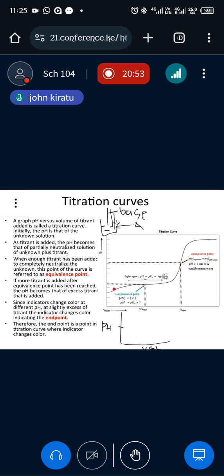So basically, when you start titrating and add some base here, what usually happens is that the pH starts rising, going toward the base, because now you are reacting with that acid. So the acids or proton ions are being depleted. So basically, what we usually have is something which looks like this.